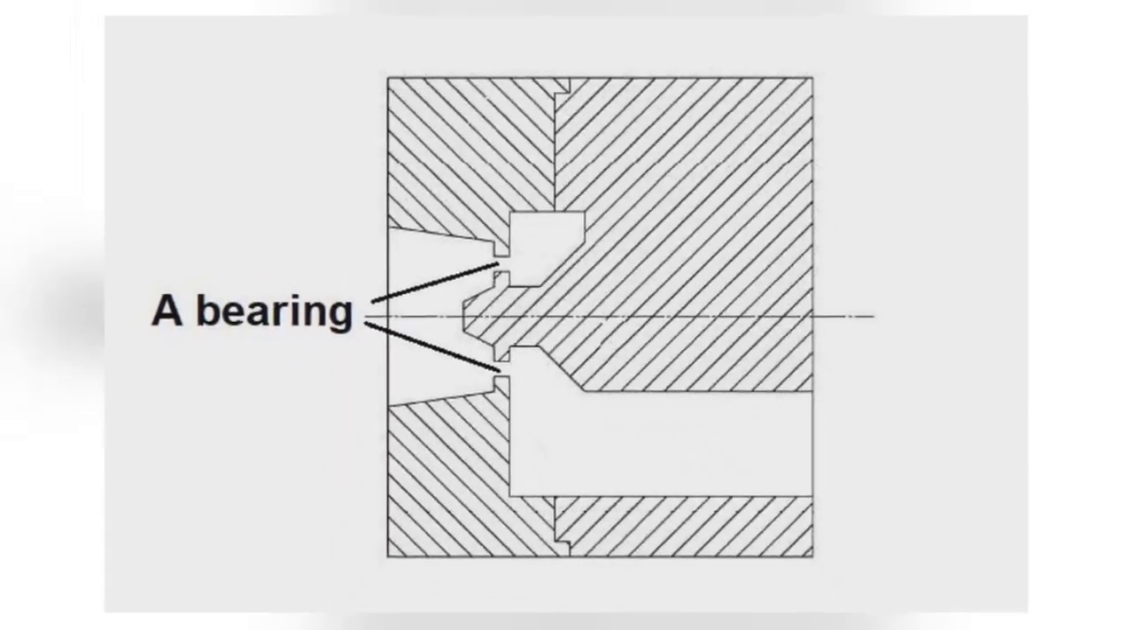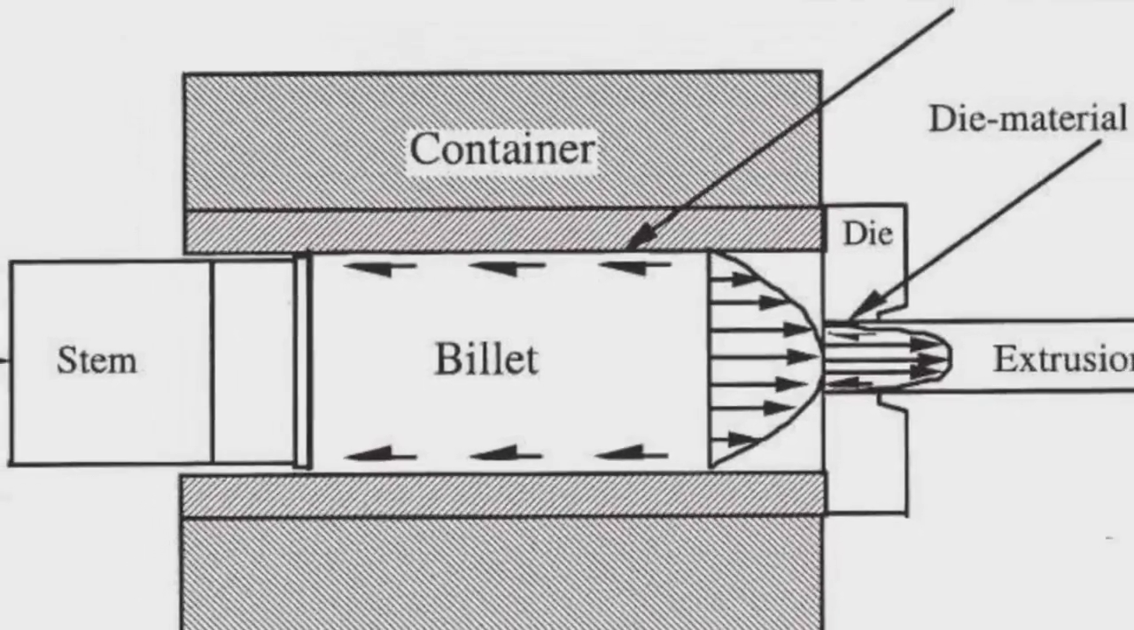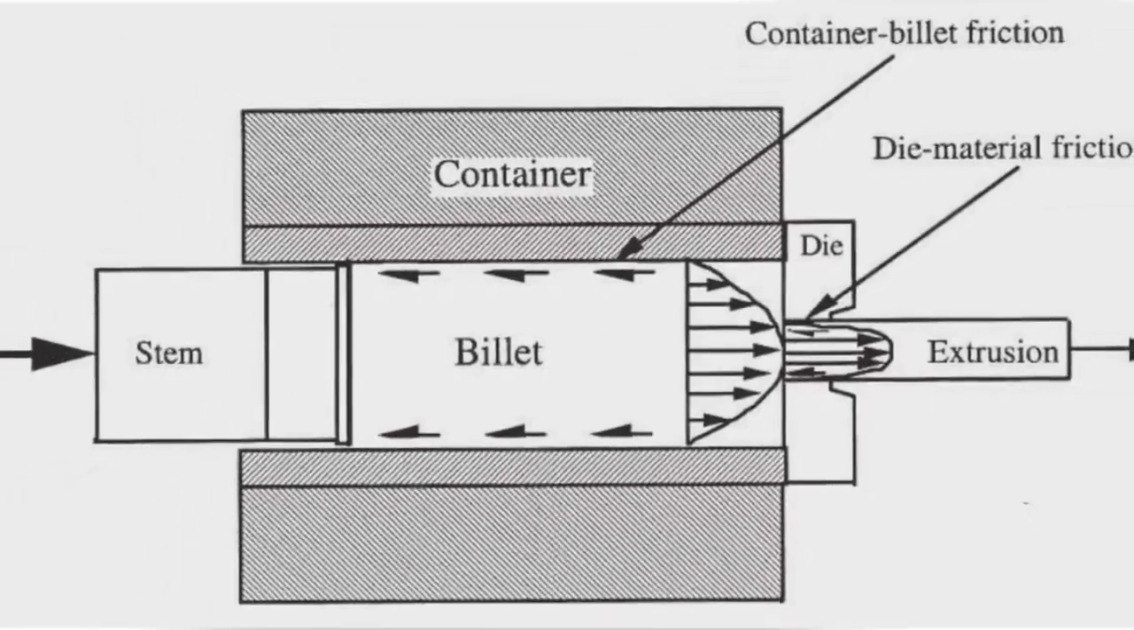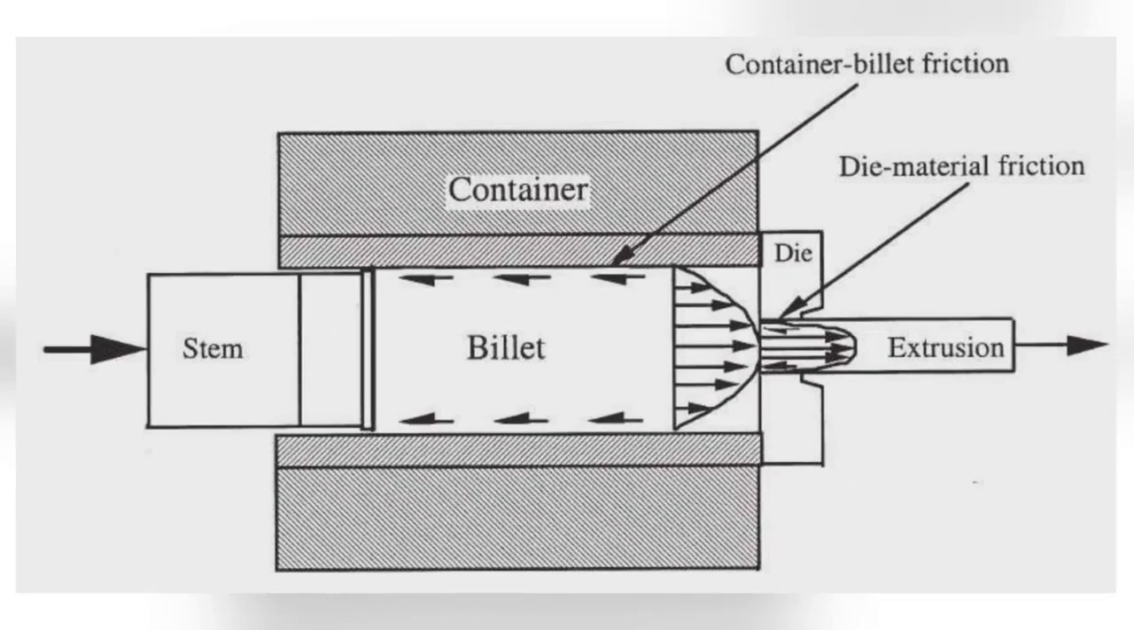The reasons for uneven metal flow through a flat extrusion die can be the following. The frictional resistance at the billet container interface slows down the metal flow near the billet surface. The center of the billet thus moves faster than the periphery of the billet. To balance the flow, bearing length must be inversely proportional to its distance from the center of the billet.